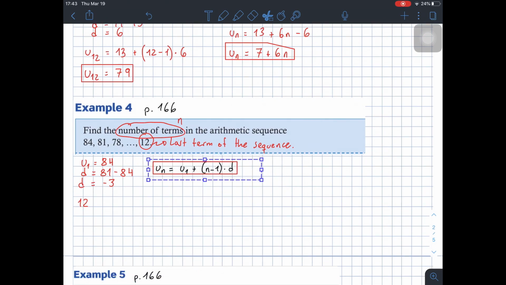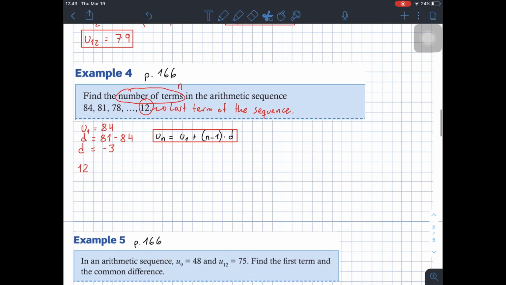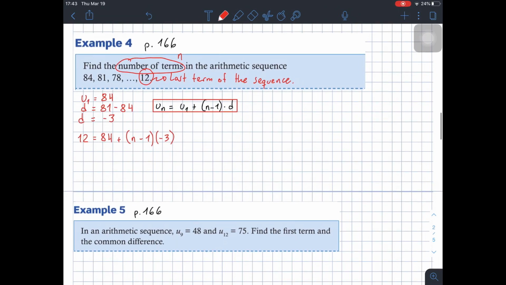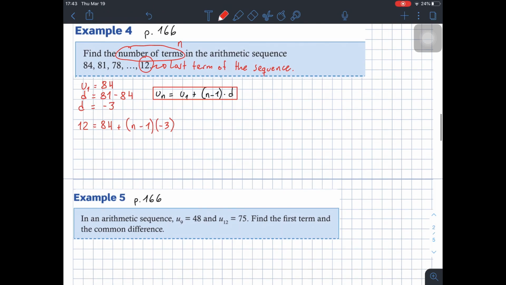Here we have the formula. 12 is the last term of this sequence, and this should equal u1, which is 84, plus n, which we don't know, we want to calculate that, minus 1, times the common difference, which is negative 3. Remember parentheses when you're writing negative numbers. So then we have only one variable, which is n, and we can solve for n.